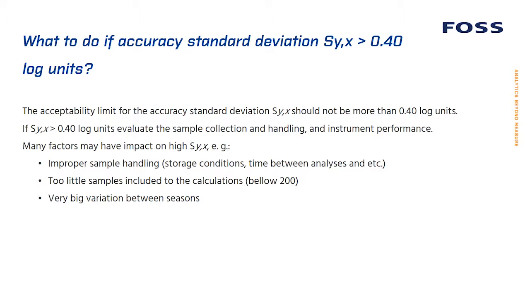What to do if accuracy standard deviation is higher than 0.4 log units? The acceptability limit for the accuracy standard deviation should not be more than 0.4 log units. If it is more than 0.4 log units, evaluate the sample collection and handling and instrument performance. Many factors may have impact on high accuracy standard deviation. For example, improper sample handling, too few samples included in the calculations, or very big variation between seasons.